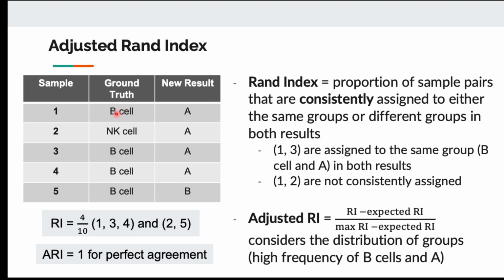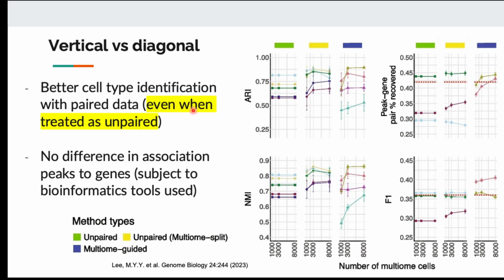So let's look at their result. In this case, they are showing you 3 different analyses. So they collect the data as pairs. So for each cell, we know the RNA-seq and the ATAC-seq. That's the blue color here. This is the performance, the agreement that you get if you use the information that for the same cell, you know both RNA-seq and the ATAC-seq. So this is a perfect condition.